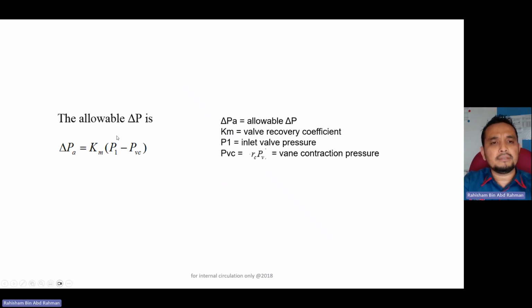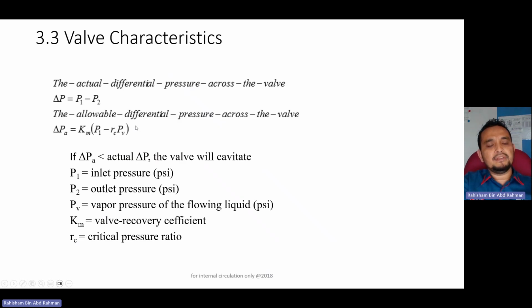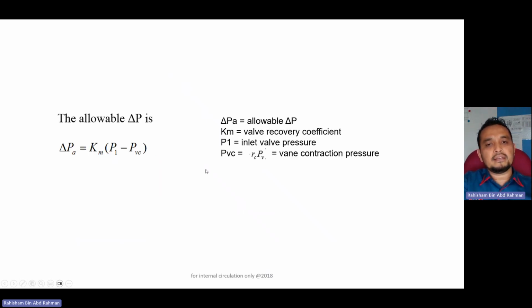Okay, so the allowable pressure difference, delta PA, can be simplified into this: Km, the valve coefficient, times P1 minus PVC. We can call it PVC. PVC is equal to PV times RC, where RC is the critical pressure ratio. So PVC is equal to RC times PV, the vena contracta pressure. In the parameters, we name it as vena contracta pressure, PVC.